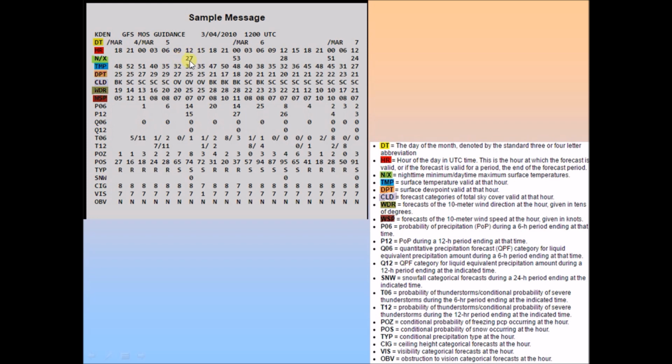Now this is not exactly what happened. This is what's being predicted. As you can see, the model was initialized or ran on the 4th at 12Z. Here's March 5th at 12Z, 27 degrees.